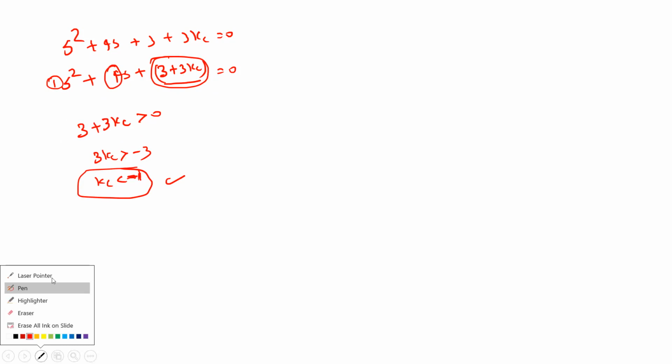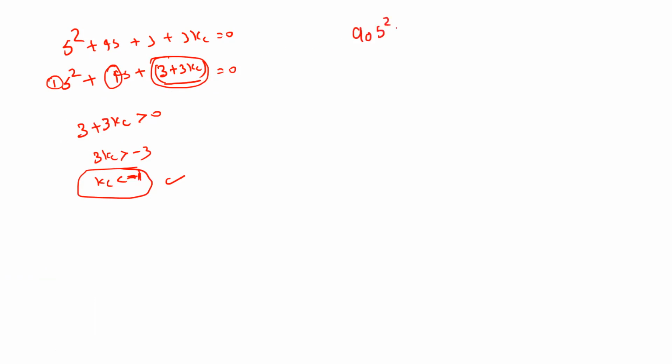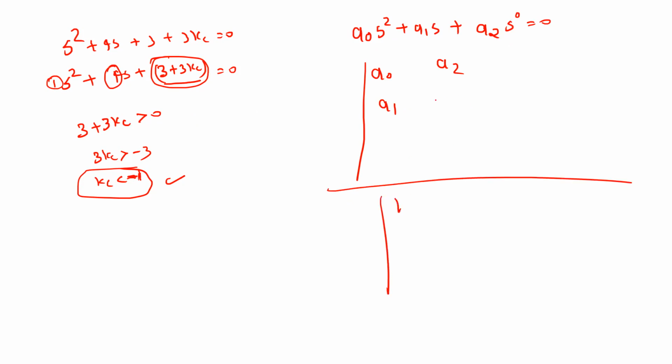Now, you have calculated this particular thing directly, or you can calculate it from the Routh array. So you have to make the Routh array. This is a0 S square plus a1 S plus a2 S to the power 0 equals 0. So here I will be substituting a0, a2, and this one is a1. The value of a0 over here is 1. The value of a2 is 3 plus 3Kc, and the value of a1 is 4. So this will be 0. Now, to calculate this value, this one into this one minus this one, divided by this one, it will be 3 plus 3Kc, and this will be 0. Fine. And here it is 0.